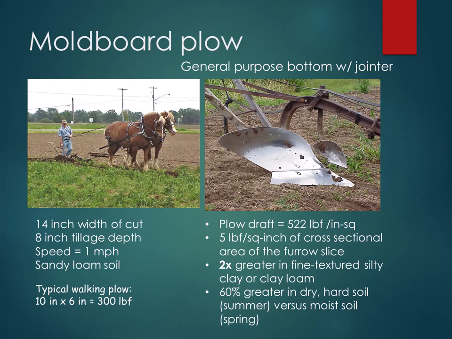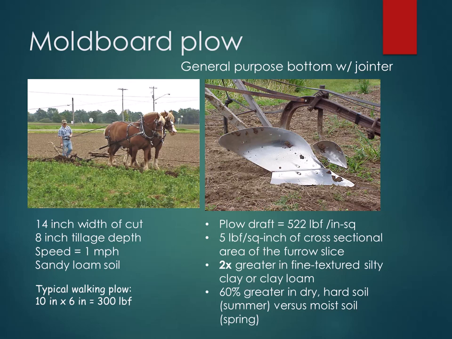The moldboard plow draft is predictable based on the cross-sectional area of the furrow slice of soil turned. You can calculate the furrow slice as the plow's cutting width multiplied by the cutting depth. In this example, multiply the 14-inch width of cut by the 8-inch plow depth. The resulting cross-sectional area is 112 square inches.